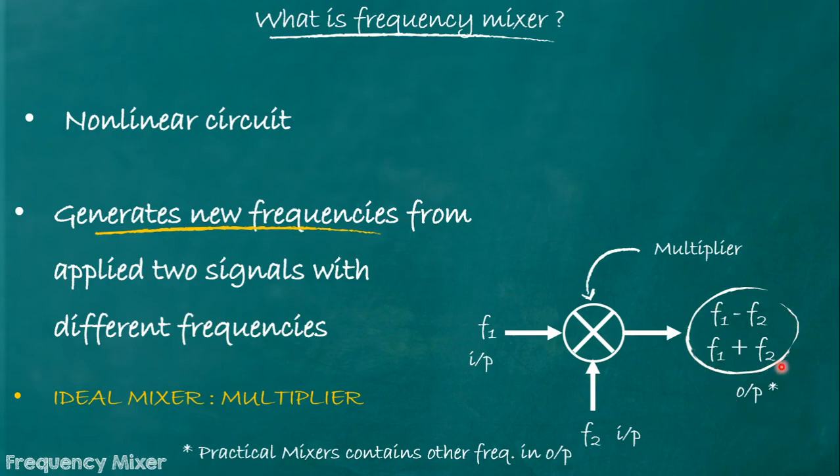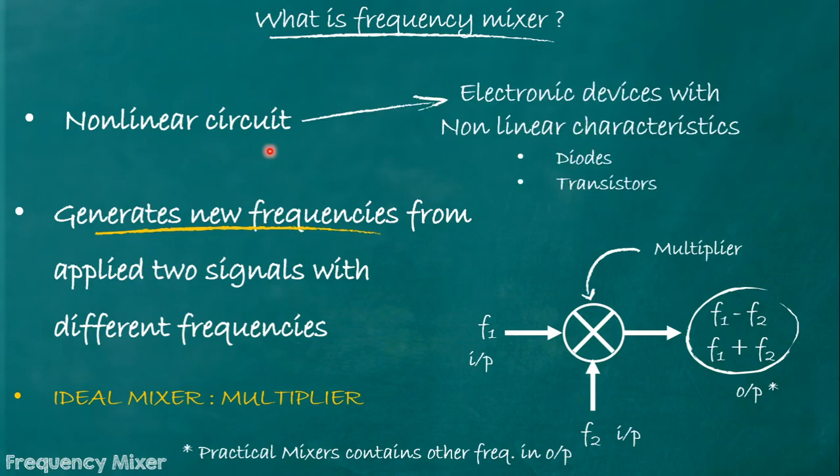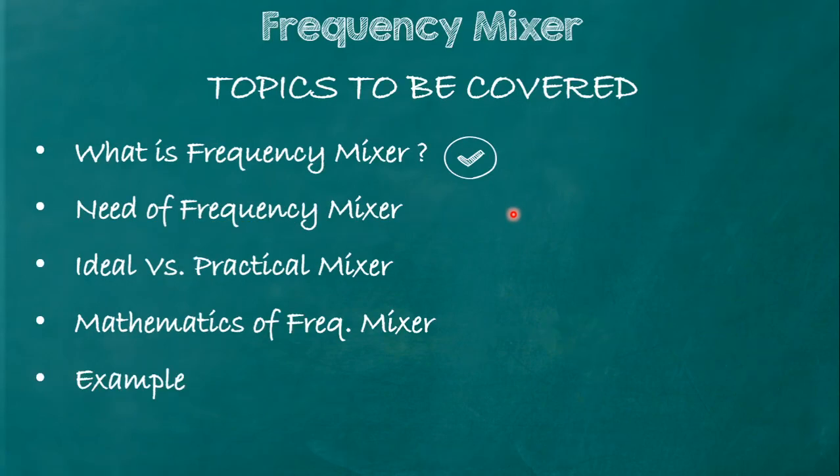But if your mixture is a practical mixture, then it contains other frequencies also in the output. Since the mixer circuit is a non-linear circuit, it is made up of electronic devices with non-linear characteristics, and these devices are diodes and transistors. So the mixer circuit is made up from diodes and transistors. So here we come to know that a frequency mixture generates new frequencies.